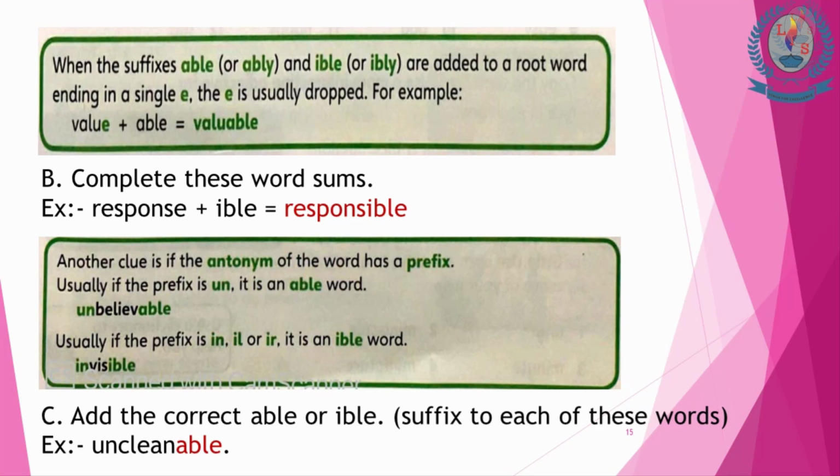Let's answer part C. Add the correct able or ible suffix to each of these words. As an example, first word, it's unclean. Here you can see this word begins with the prefix un. So the word ending should be able. So the answer is uncleanable.